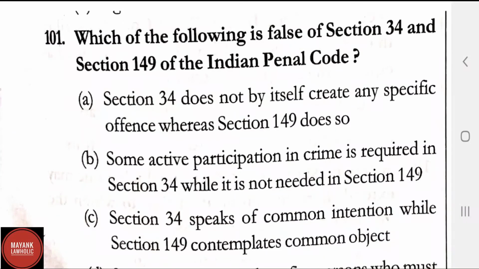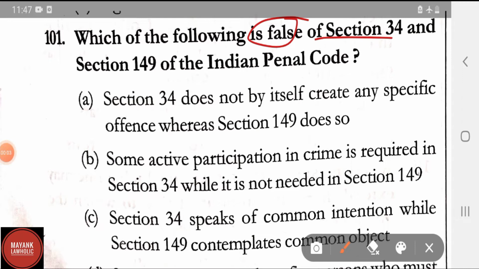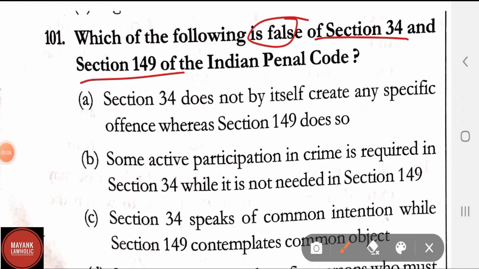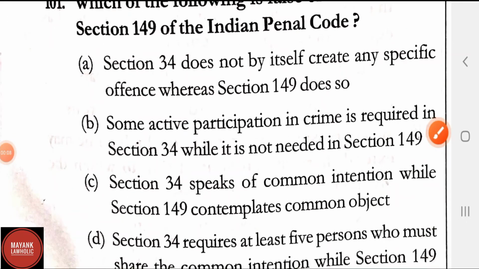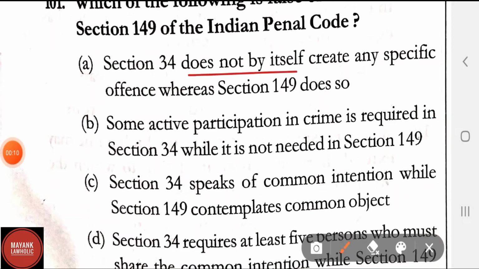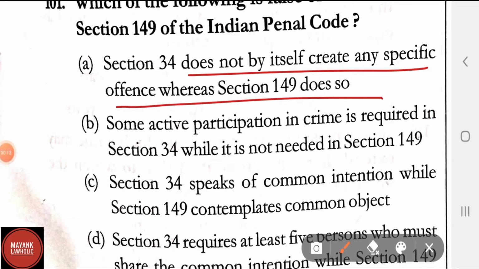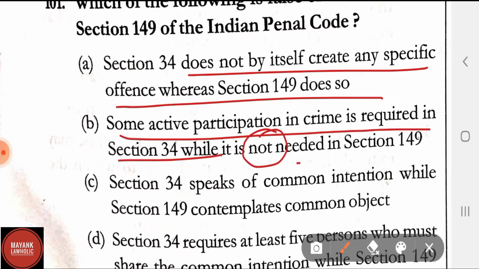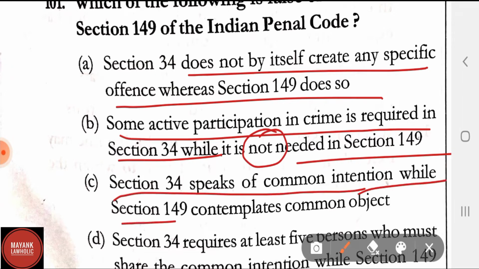Question number 101. Which of the following is false of section 34 and section 149 of IPC? Option A. Section 34 does not by itself create any specific offence, whereas section 149 does so. Option B. Some active participation in crime is required in section 34 while it is not needed in section 149. Option C. Section 34 speaks of common intention while section 149 contemplates common object.